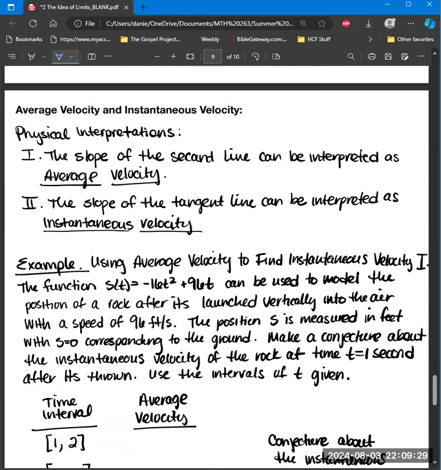Let's keep going here. Average velocity and instantaneous velocity. So physical interpretations: the slope of the secant line can be interpreted as average velocity or average rate of change. And the slope of the tangent line can be interpreted as instantaneous velocity or an instantaneous rate of change.